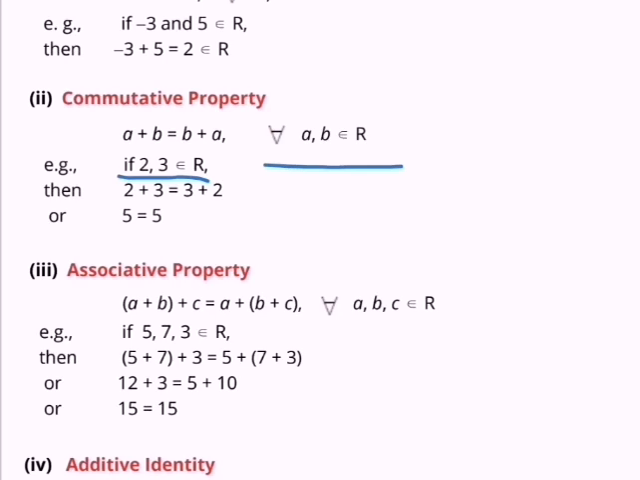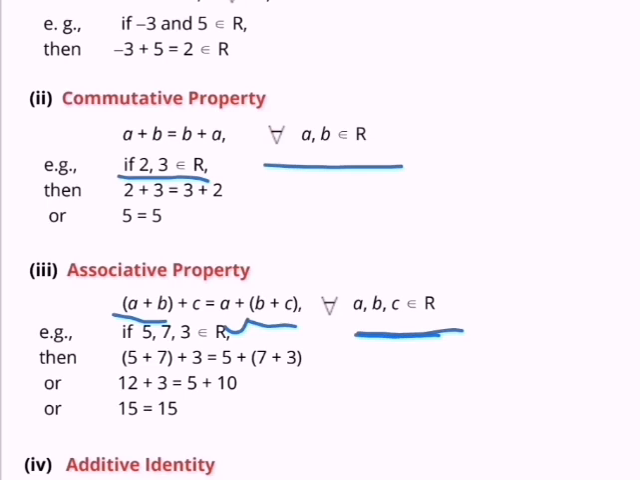Associative property. If A, B, C belong to the set of real numbers, then (A plus B) plus C is equal to A plus (B plus C). Means if we add A plus B first, then add C, or if we add B plus C first and then add A, the result will be the same.